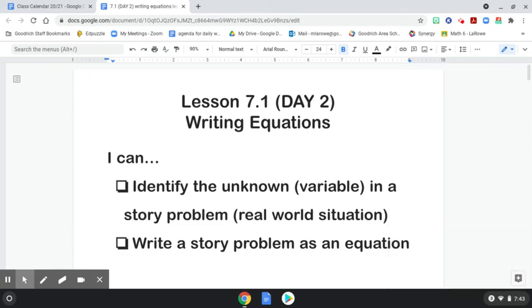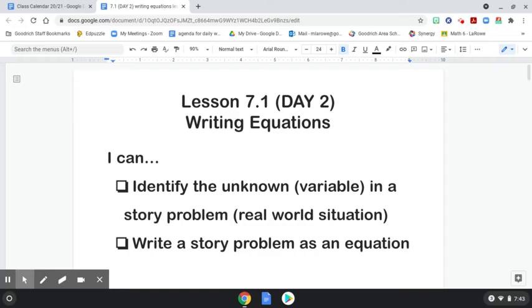Welcome back, mathletes. We have our second day of our writing equations lesson. We learned yesterday that an equation is really just a math problem with an equal sign. And when we have an equation, we have an expression on one side, then an equal sign, and an expression on the other side. Our expressions have the same value.